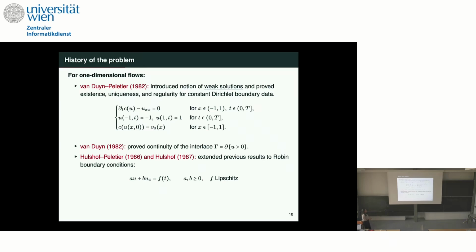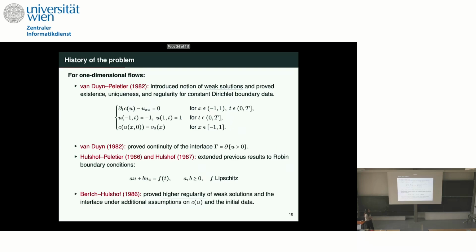So here it was important for them, and I will come back to this, that F is a Lipschitz function. Okay, so they developed the same program that they did here for this type of boundary conditions. And then there's also a few results on higher regularity, assuming more assumptions, by Birch and Khrushchev.